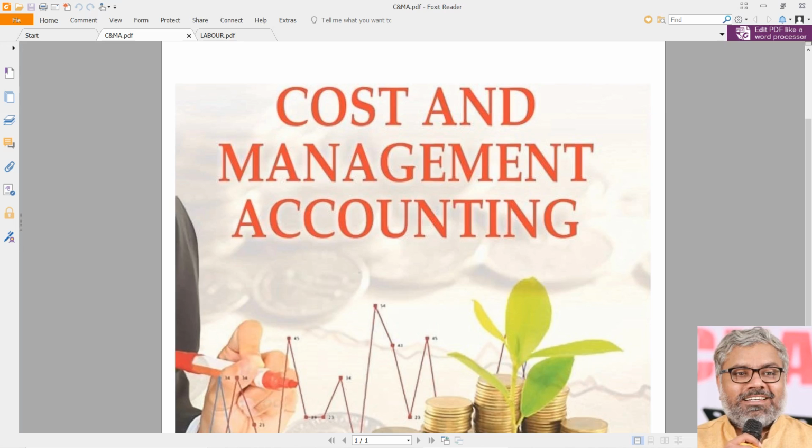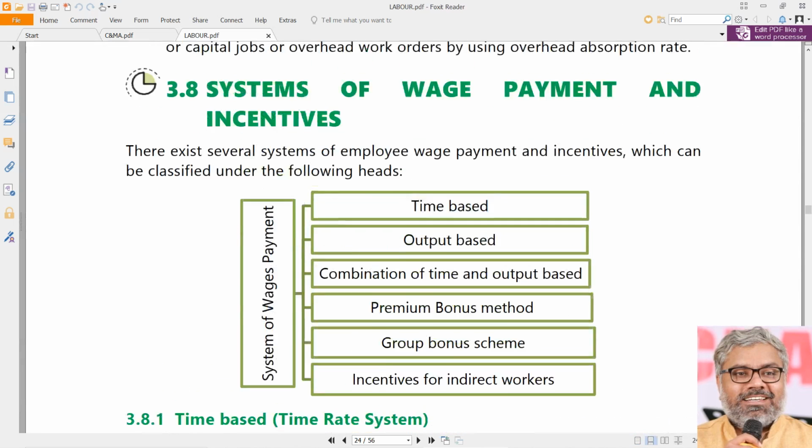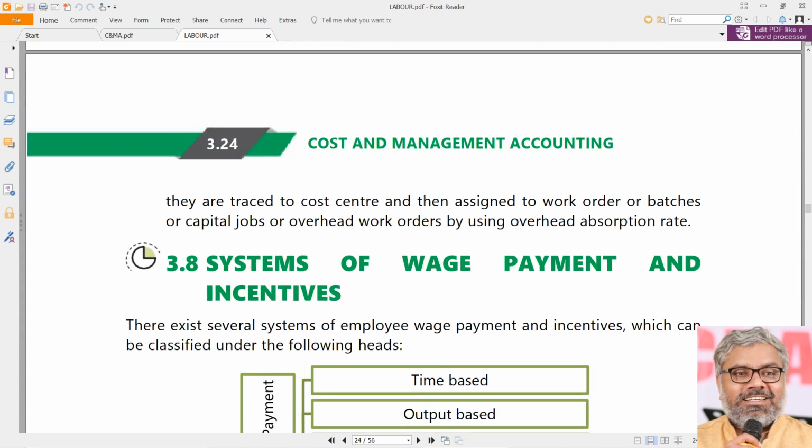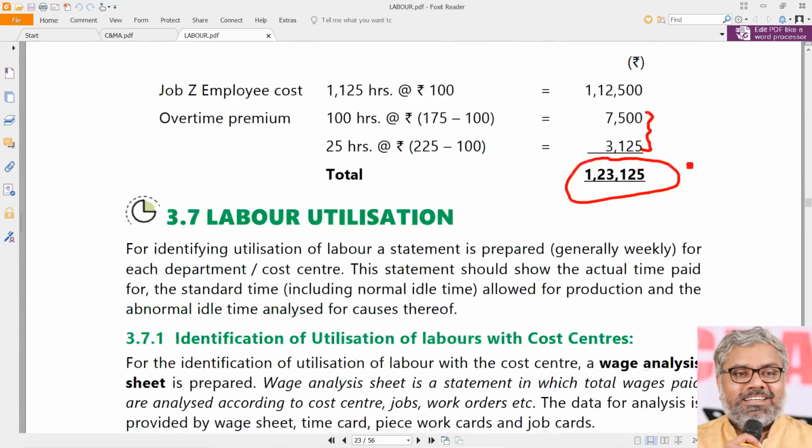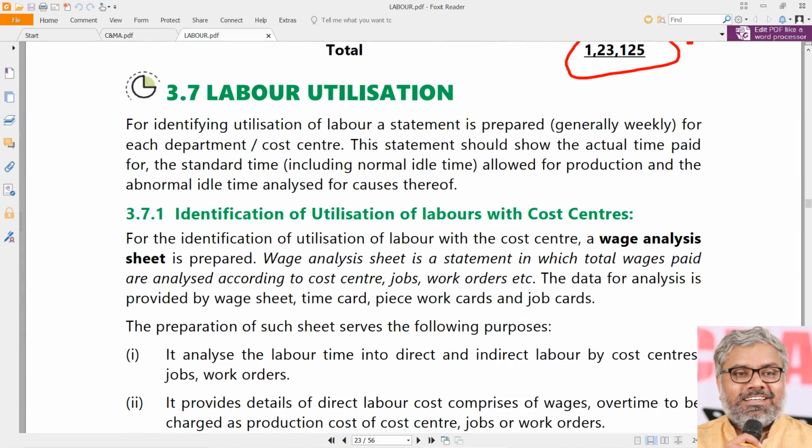In the earlier sessions, in relation to the chapter of labor, we discussed some of the aspects related to computation of labor cost, including treatment of idle time and overtime. And now let us move on to the wage payment and incentive systems. Of course, prior to that, there is a small topic of labor utilization.